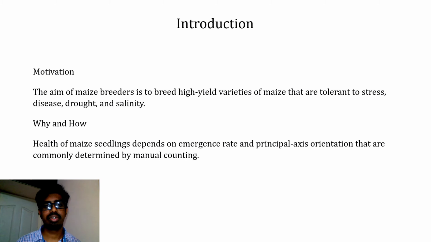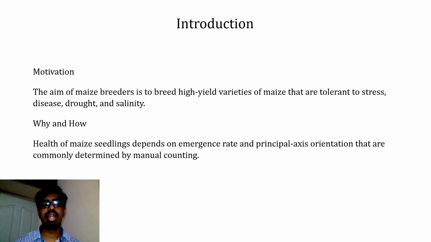Why and how? Health of maize seedling depends on plant height, vegetation coverage, principal axis orientation and emergence rate. Emergence rate is the density of plants within the field. It is important for maize because it relates directly to the final yield of the crop. The principal axis orientation is the seedling direction and is related to photosynthesis of plants, which can be used to analyze the utilization of sunlight. In this paper, they have mainly focused on these two topics.